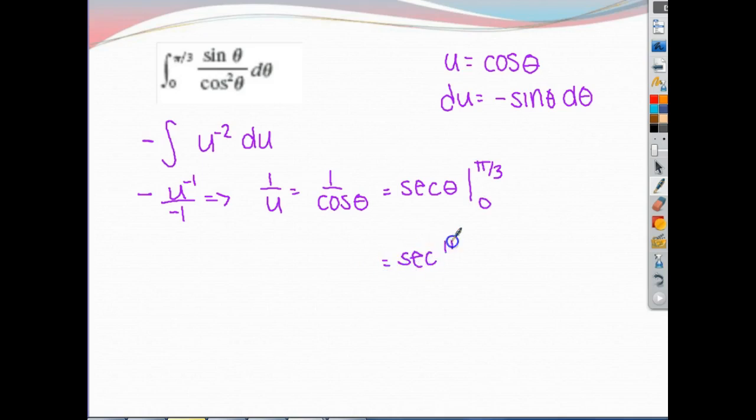So what's the secant? Secant of 0 minus secant of pi thirds, so 1/2 minus 1. You get 1, because remember, this is 1 over 1/2, because it's 1 over the cosine of pi thirds, which is 1/2. So it makes it 2. 2 minus 1 is 1.